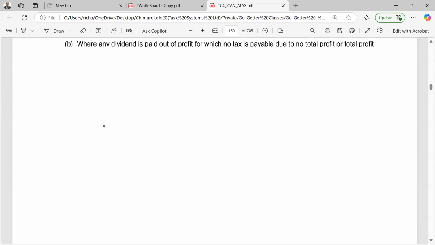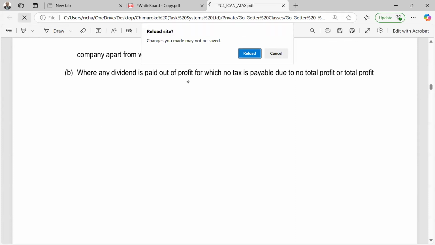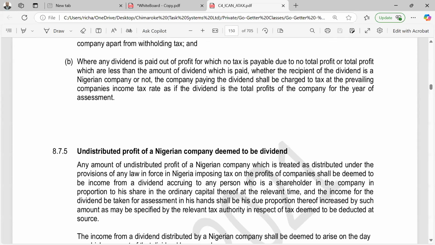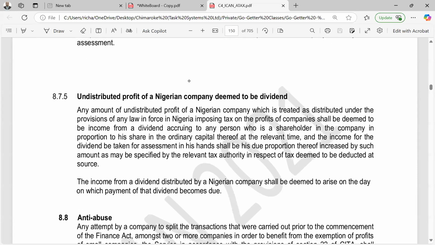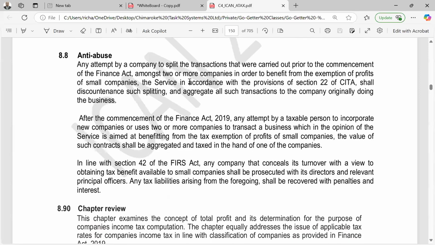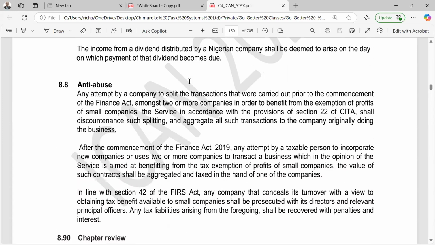All right. So, so far so good. We've completed the three bases of abnormal basis for computing taxes when it is not collected from company income tax. So we want you to look at this undistributed profit of a Nigerian company and anti-abuse. We are still going to see them again when we get to taxation of investment income, which is likely the next topic we are going to be taking.